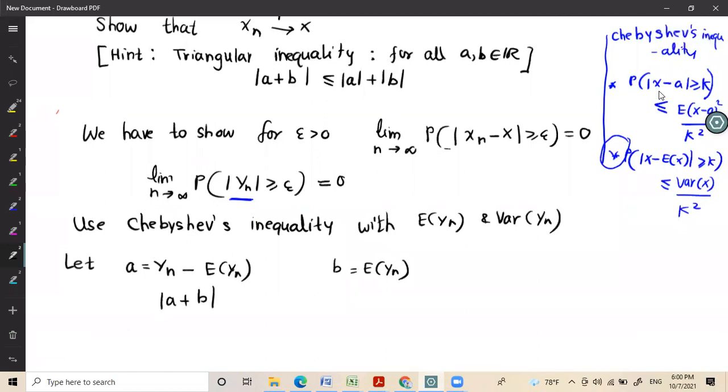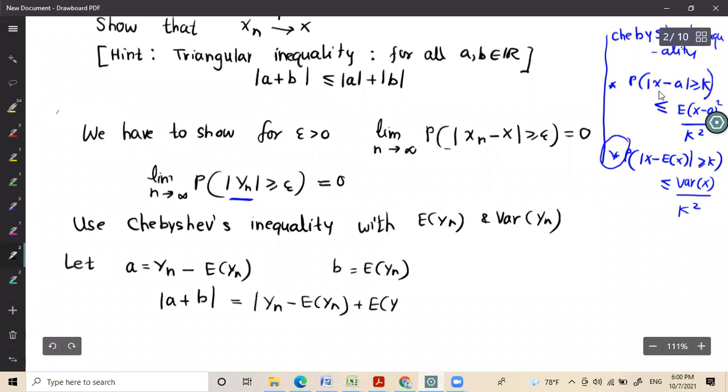A plus B. What is A? Yn minus E[Yn]. B is E[Yn]. When you add A and B, what is the answer? Yn minus E[Yn] plus E[Yn]. The plus and minus E[Yn] will cancel out and you'll end up with Yn, and that is what we have in the left-hand side. So this is another trick: you add and subtract the same value, so you end up with the original value.